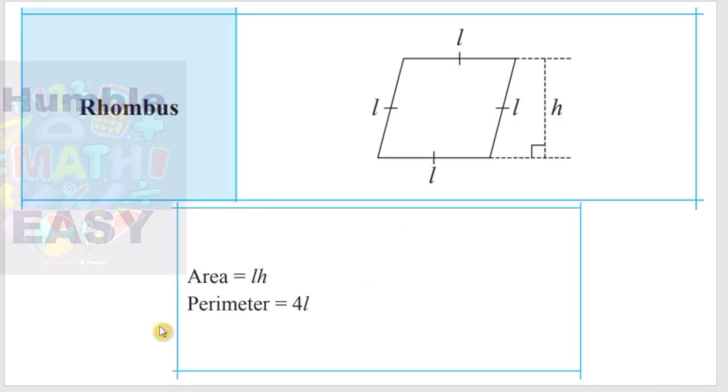The next figure is the rhombus. When we talk about a rhombus, all sides are equal, so it is represented by the side L, and given the height, because the rhombus is a slanted figure. To get the area, it is length times height, L times H. Then the perimeter is 4 times L.